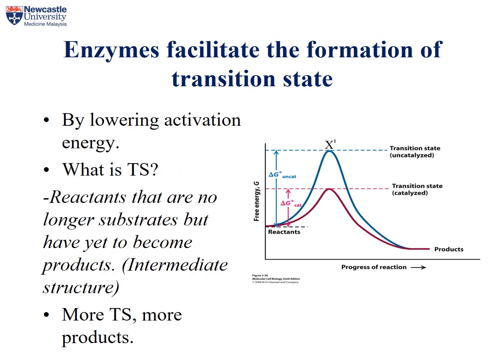In a nutshell, enzymes facilitate the formation of transition state. So what is transition state actually? Well, you can say that in transition state, the reactants are no longer substrates, but they have yet to become product molecules. And when you have more transition state, you're going to get more product formation simply because the conversion of transition state into product molecule is an irreversible process.